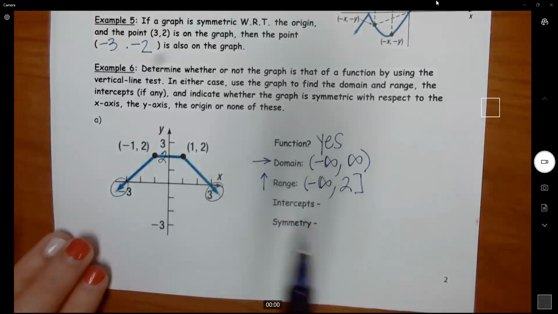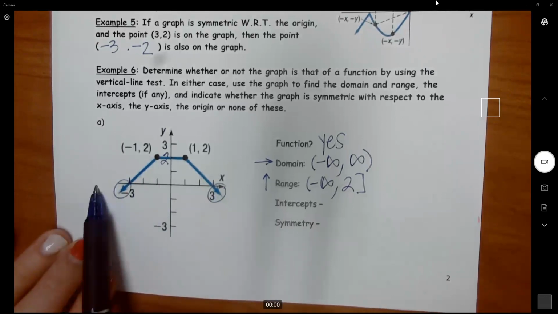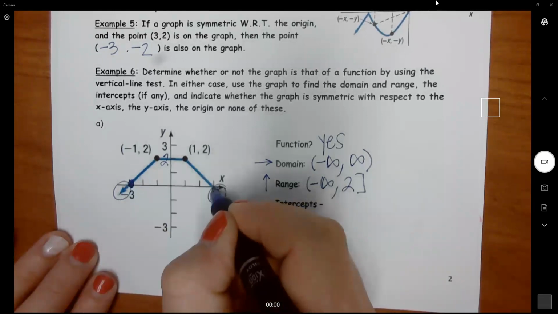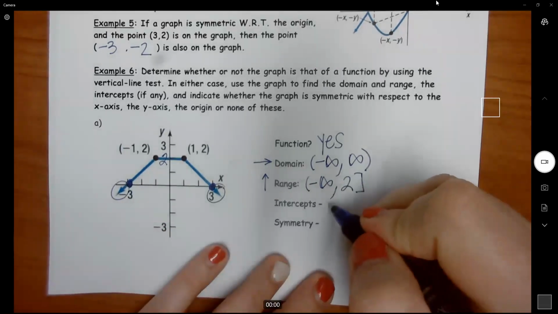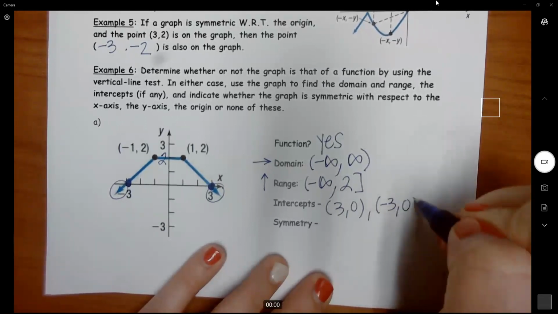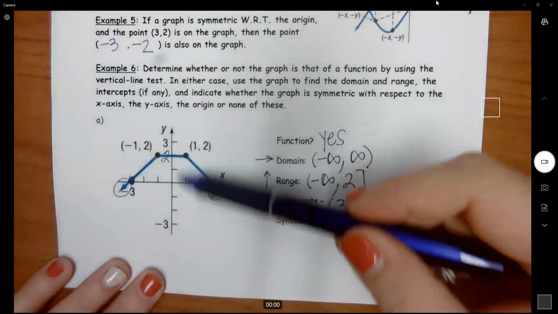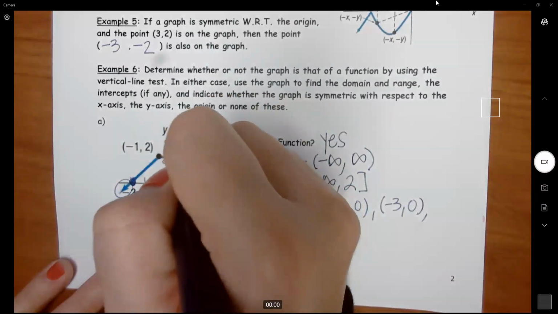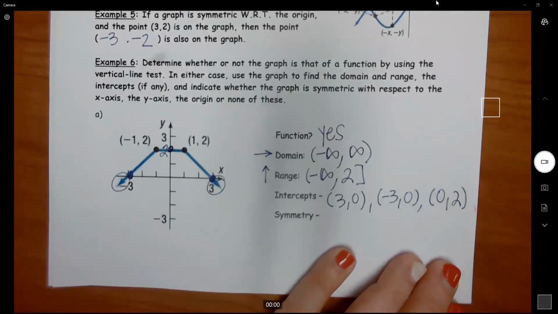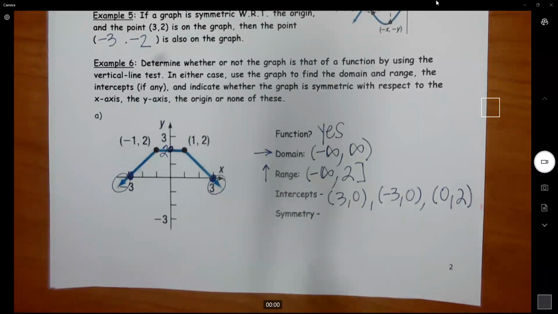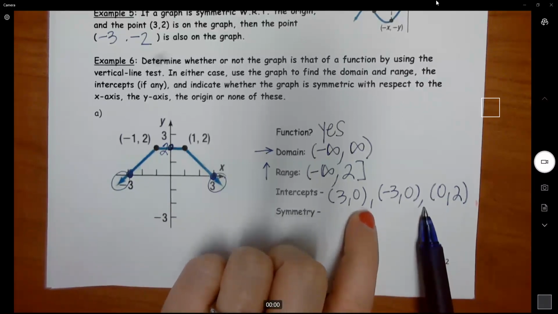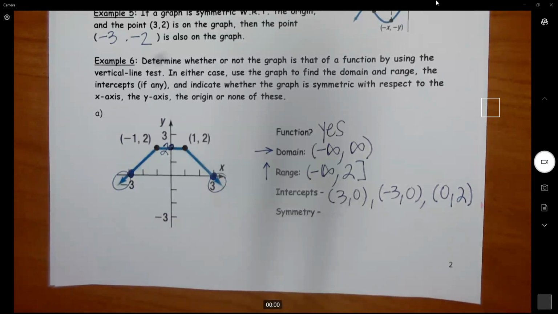And then intercepts. Is this graph crossing anywhere on my x-axis? It's crossing right here and right here. So those ordered pairs are 3, 0 and -3, 0. And is it crossing this y-axis anywhere? Yes, right here at 0, 2. When you're putting this in my math lab, you have to make sure you put parentheses between your ordered pairs or you will get that wrong. So just heads up there.